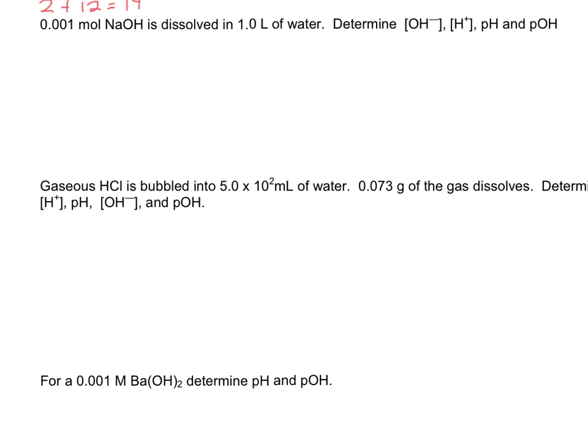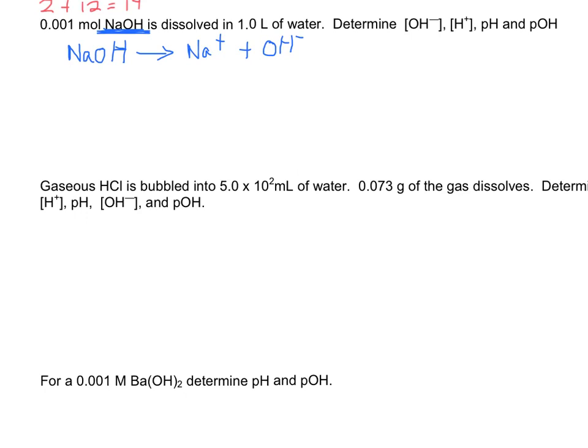So first thing you want to do is determine whether your acid or base is strong or weak. So NaOH is a strong base. So what that means is that it dissociates 100%. So if I have NaOH, it's going to go 100%, just one arrow, to Na plus and OH minus.